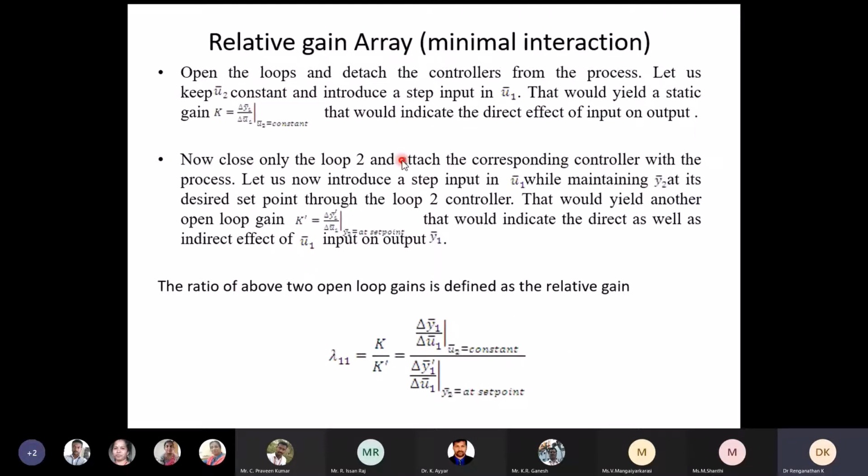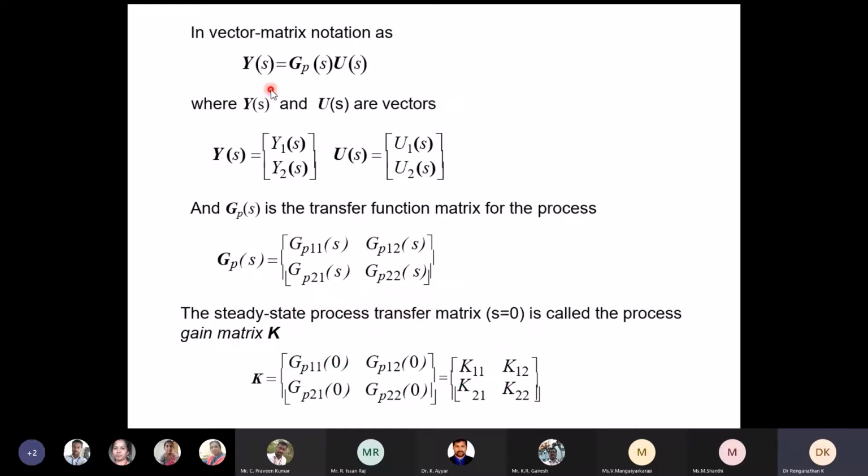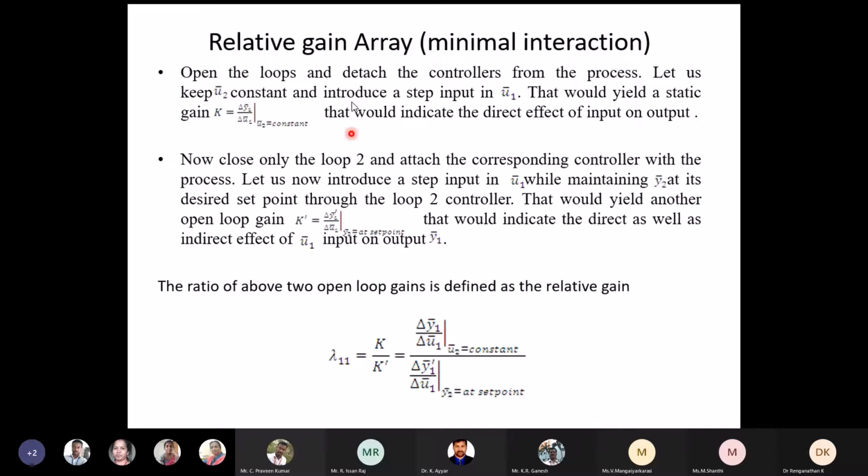So what we are going to do here, in the case of a relative gain array, as I told you, what we have obtained above is nothing but the equations, as I showed you here. These are the equations which we are going to obtain. How we get those equations is shown here as a step-by-step method. The loops have to be opened, the controllers have to be detached, and by keeping one input constant, we introduce a step input in the other, and this will result in a gain. That gain we identify as the first one. Now the same thing is done in loop 2, by keeping one constant and giving a step input to the other.